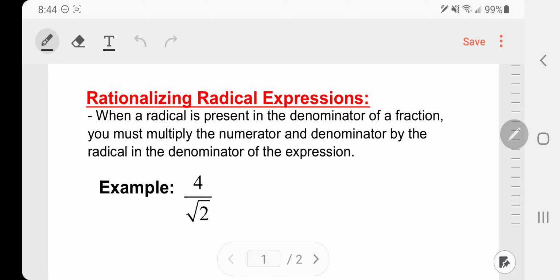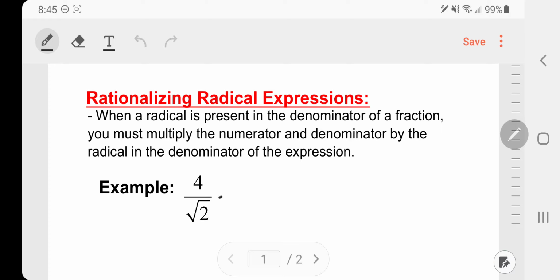Hey everyone. In today's lesson, we're going to take a look at rationalizing radical expressions, which is kind of like the same as dividing or looking at fractions that contain radicals. So pretty much the general rule is you can't have a radical in the denominator of your fraction. So in order to get rid of that, you're going to multiply by a form of 1 that is the radical that's in the denominator on top and bottom.